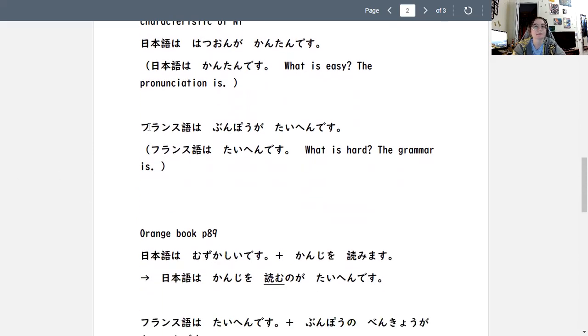Okay, and then this one says フランス語, so French, は文法が大変です. So 文法 is grammar. So 大変 is difficult or hard, or like that's rough. So the grammar of French is hard.